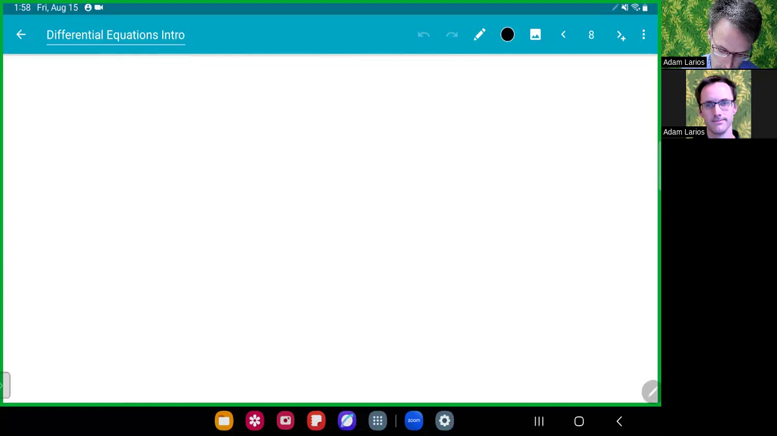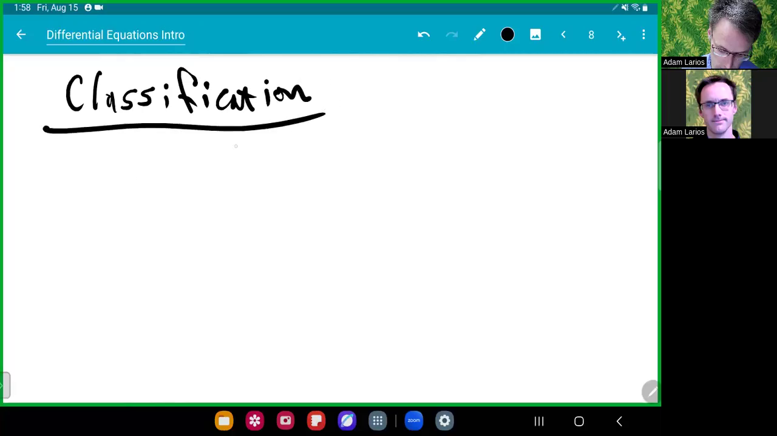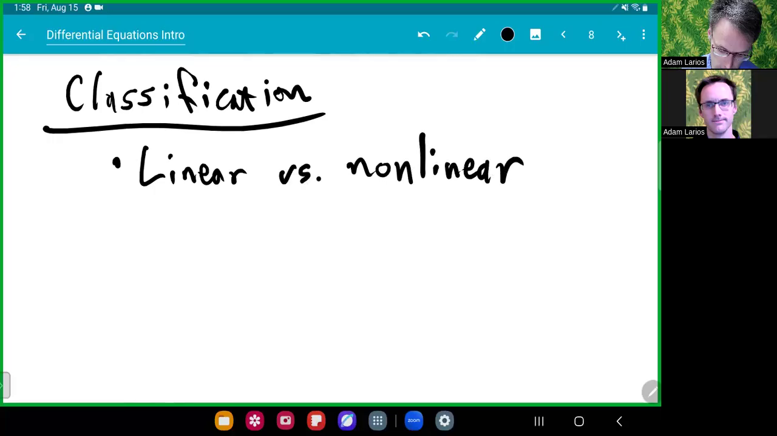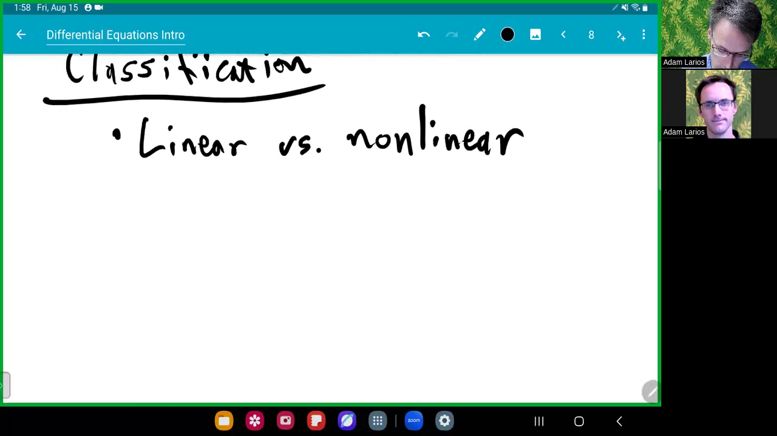So the first maybe division here. Let's talk about classification. The first one would be linear versus nonlinear. Some people have said that this is kind of a silly way of talking about equations because it's like calling bananas bananas and all other fruit non-banana fruit. But in this case, we make this division because linear problems pretty much we can solve.